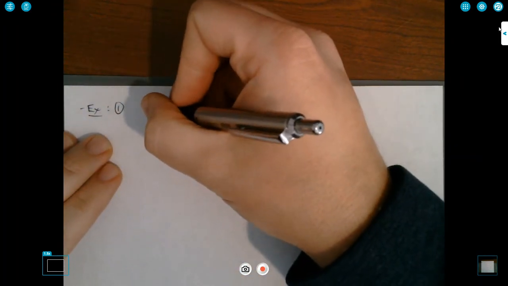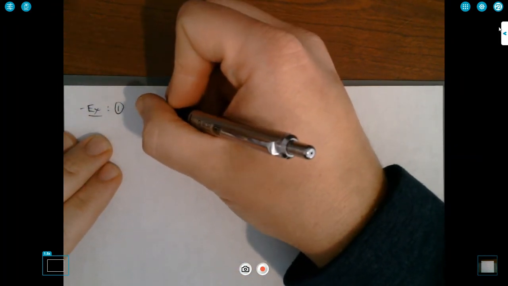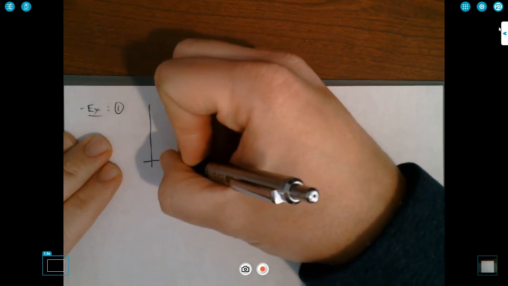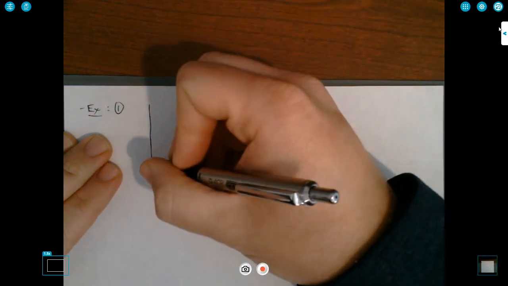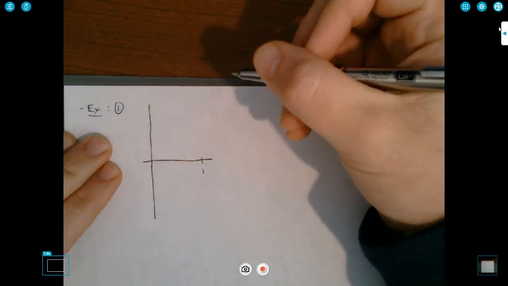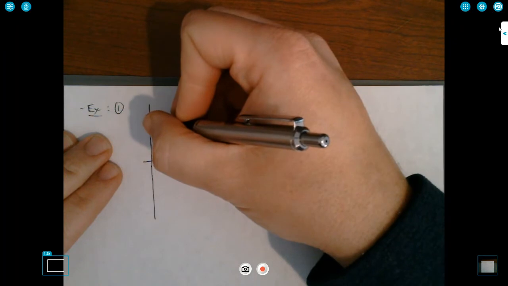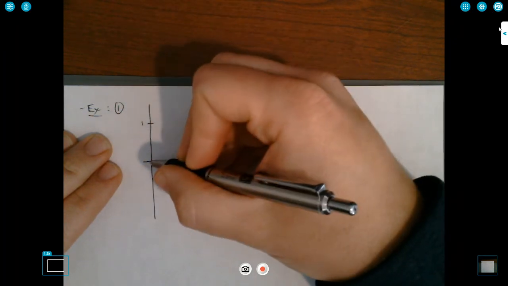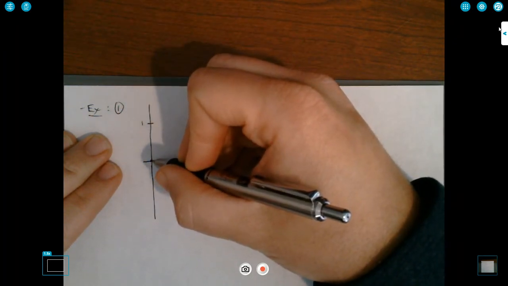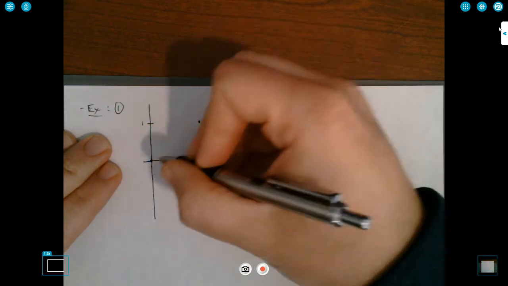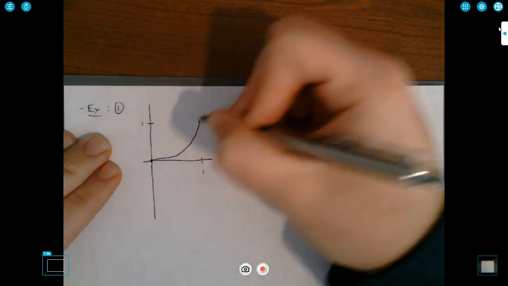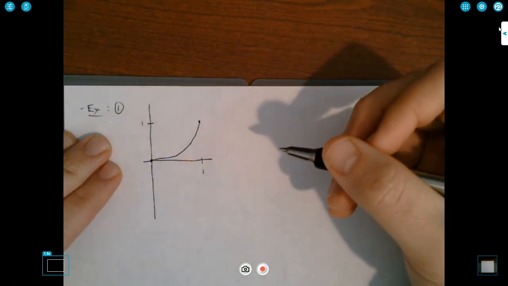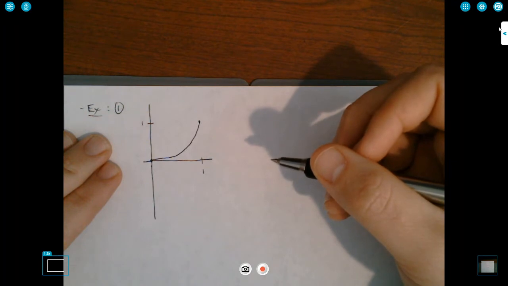So y equals x cubed, but only between x equals 0 and x equals 1, right? So let's say x equals 1 is right there, and we want to revolve this about the x-axis, so maybe I should make this a little bigger. But y equals x cubed goes through 0, 0, and it goes through 1, 1, and it takes a curvy path to get there, almost like a parabola, but even steeper, I guess. So that's what that portion would look like.